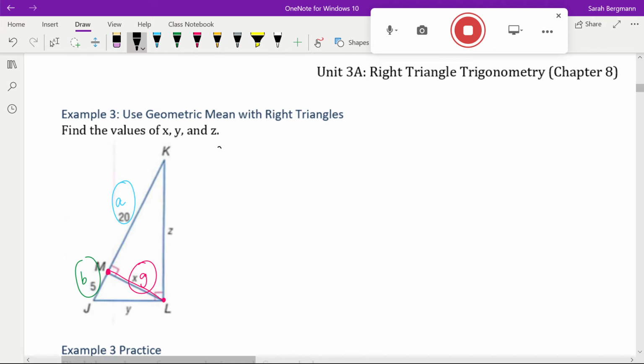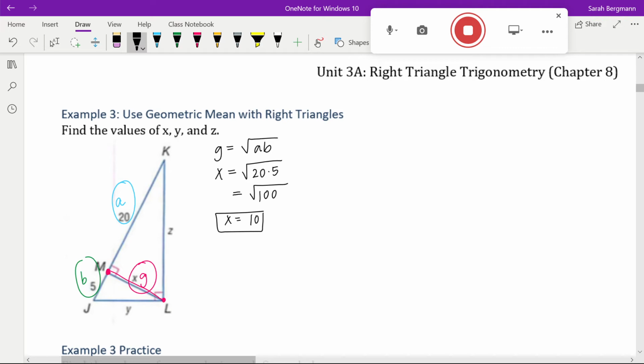I know that G equals the square root of A times B. Therefore, X is equal to the square root of 20 times 5. I can simplify this to square root of 100. So I get X equals 10.